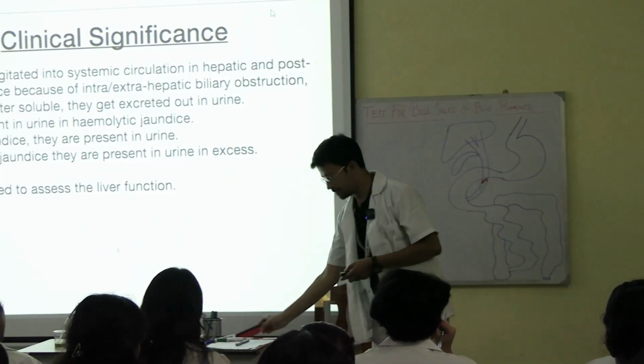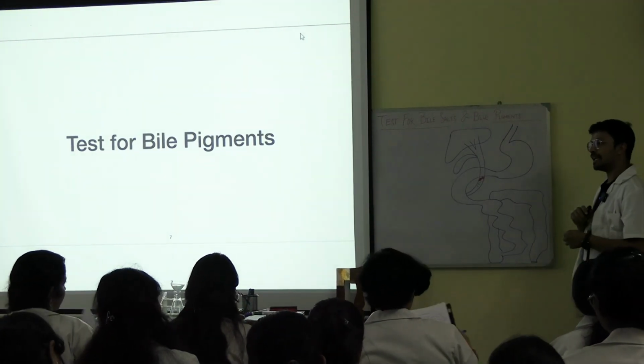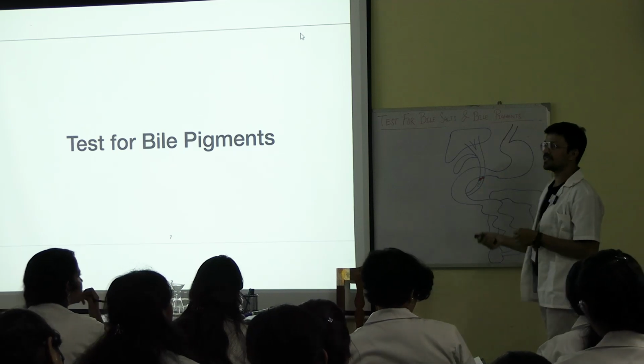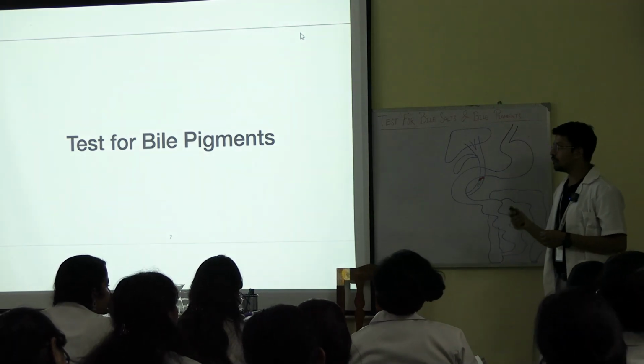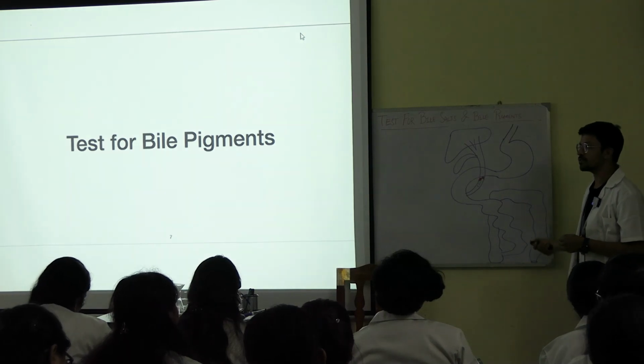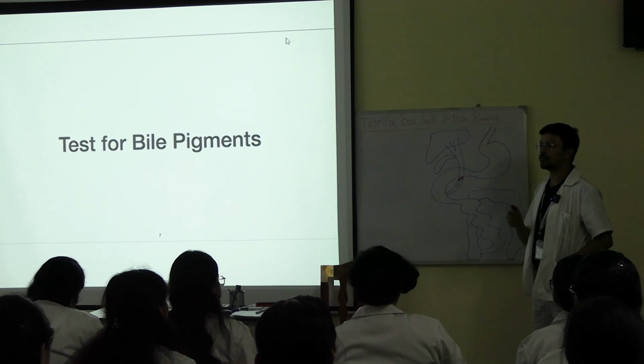Everybody is done with writing? Okay. Now, test for bile pigments. In the lab, you are going to do only the Hay's sulfur test, and that is what will be asked in your exam as well. For bile pigments, there is one test known as the Fouchet test. That you won't have to do.